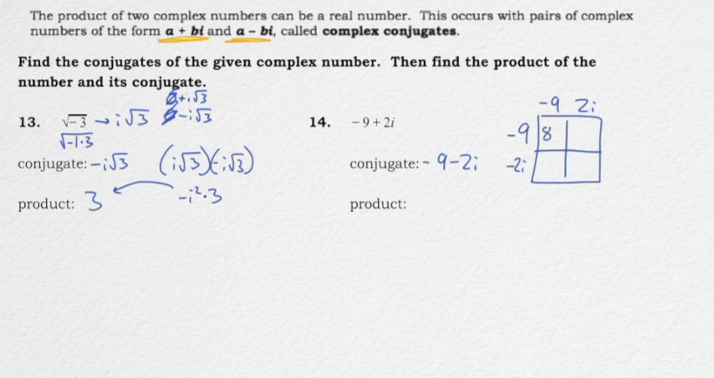Negative 9 times itself is positive 81. This would be negative 18i, and this would be positive 18i. Again, these are complex conjugates, so these should cancel out. I expected that to happen. Negative 2 times positive 2 is negative 4, and then this is i squared. i squared is negative 1, so this last box is really positive 4. And when I combine that with the 81, my final answer is just 85. It's just a real number.